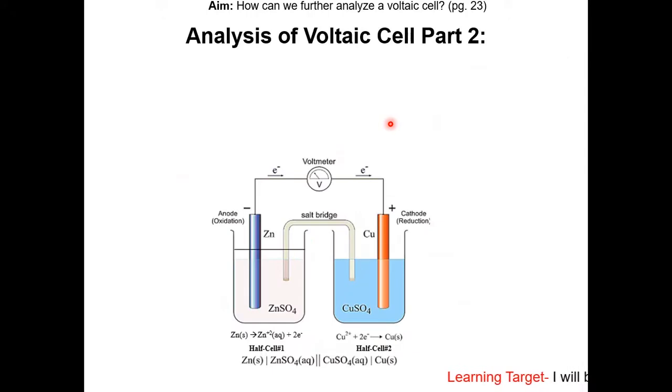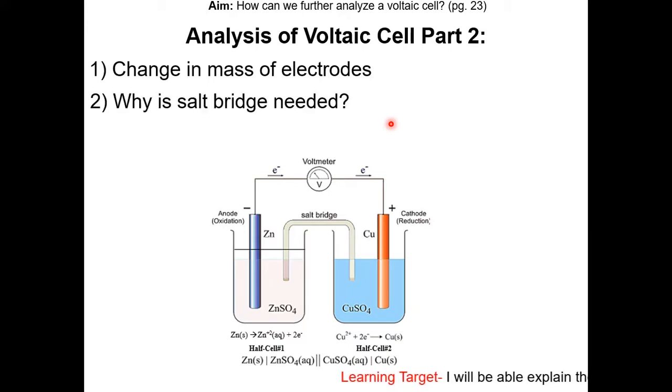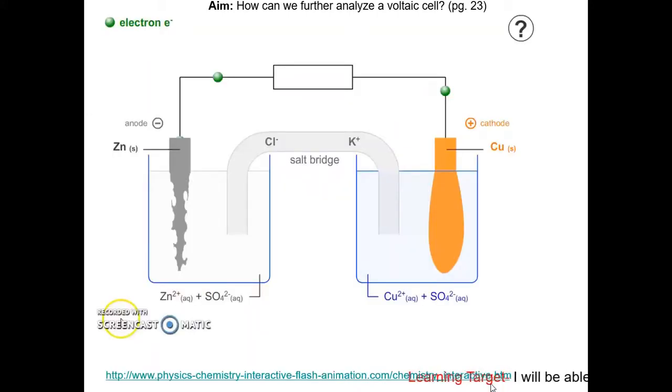In the next part of the lesson, we will further analyze a Voltaic cell. We will focus on the change in mass of electrodes, why the salt bridge is needed, and which ions go through the salt bridge. Let's first look at a simulation of a Voltaic cell. Pay attention to the changes of mass.